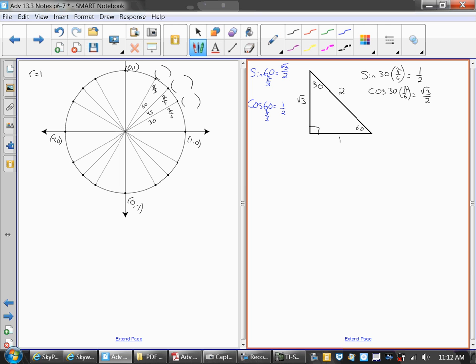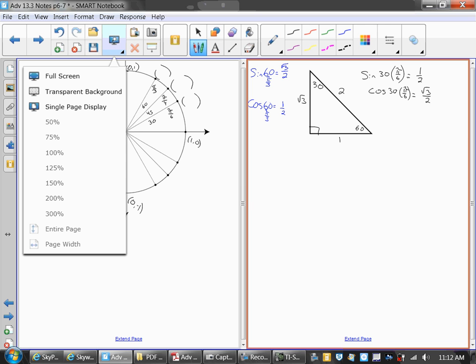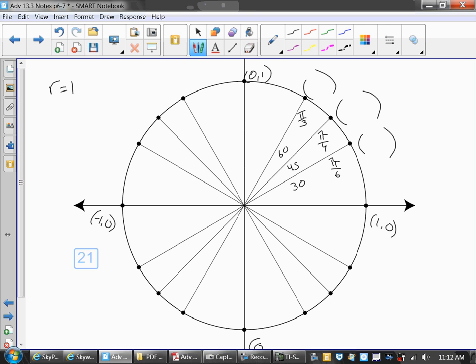No. Wait, well, one's x and one's y. Remember, it goes cosine, sine for x's and y's. I lost my pen. I'm doing 30. Starting with 30. Okay. So this would have been root 3 over 2, comma 1/2. Okay.